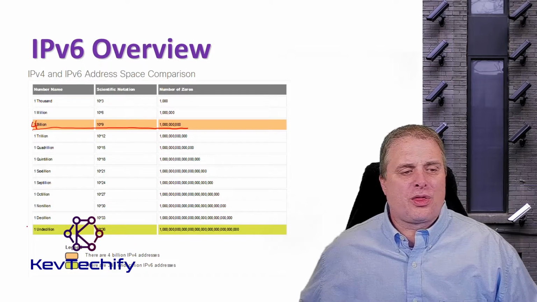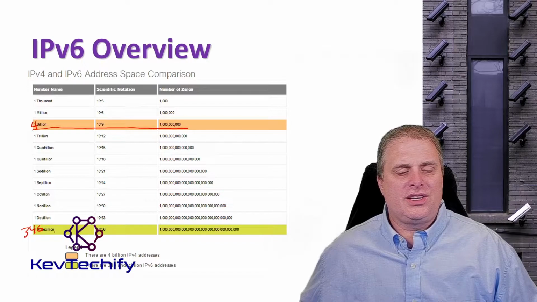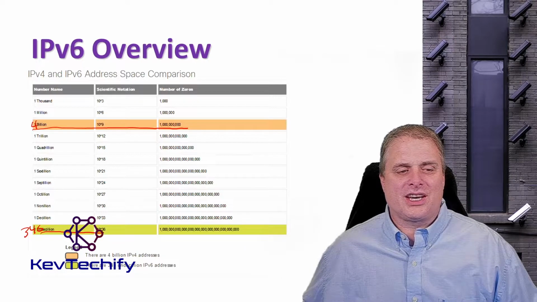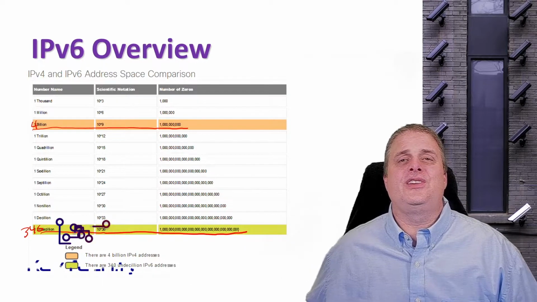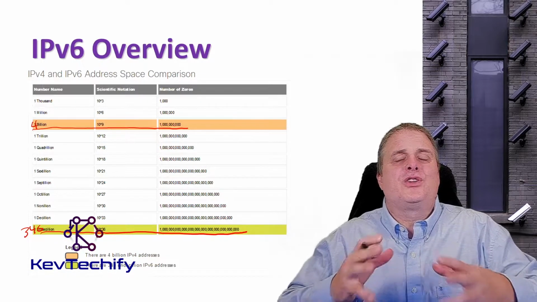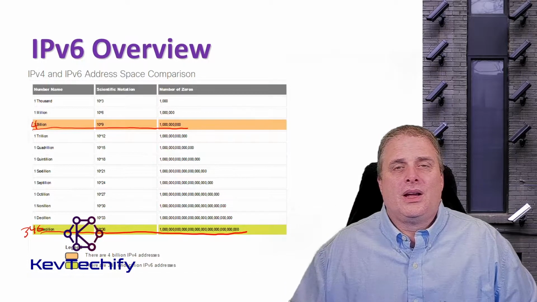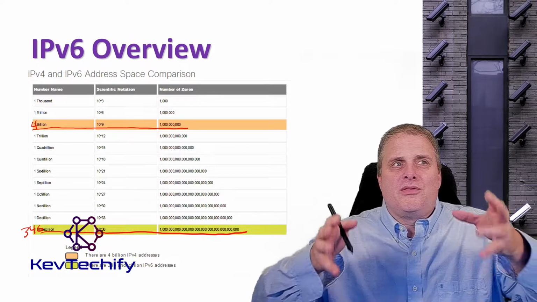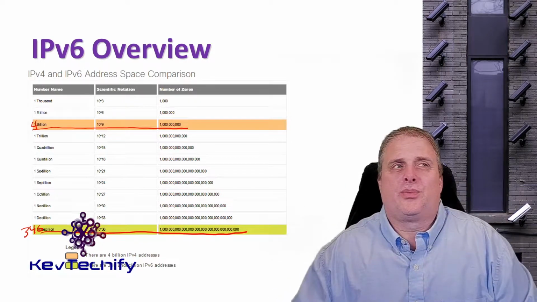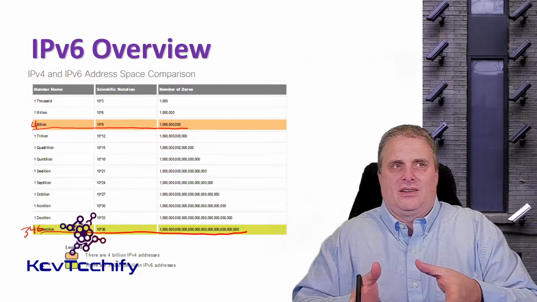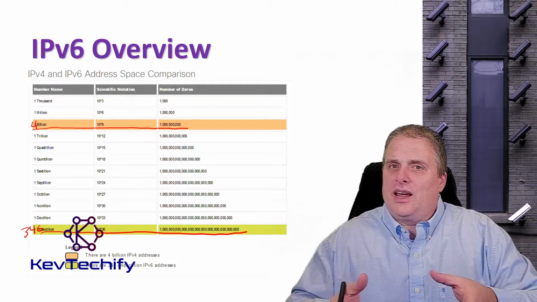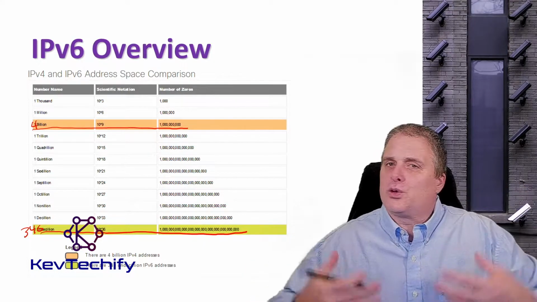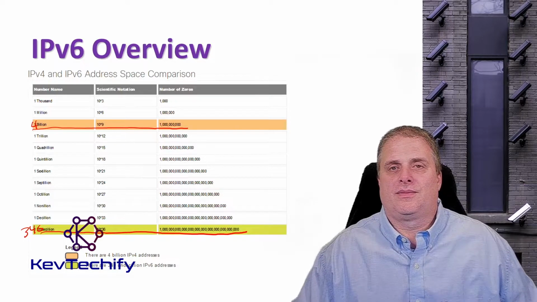IPv6 gives us 340 undecillion addresses. That's 10 to the 36th, or a 1 followed by 36 zeros. That's how many IPv6 addresses there are. IPv6 also gives us improved packet handling. It's a simplified header with fewer fields in it, which makes it easier to process. It eliminates the need for NAT. With IPv4, we have to use NAT to get all the devices we want on the network. With IPv6, we don't have to use NAT, so we eliminate that layer of complexity.